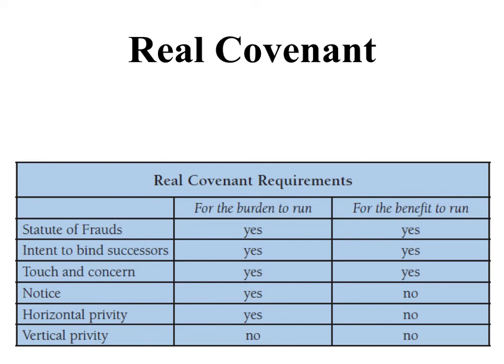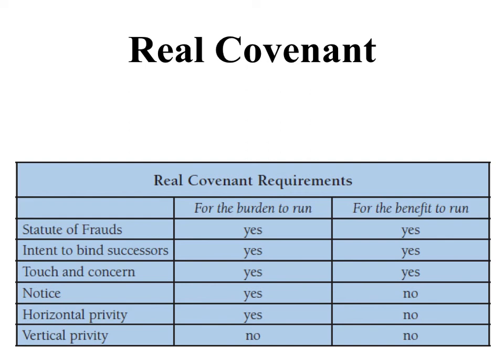Intent to bind successors. For both of these, the burden and the benefit to run, there needs to be a demonstrated intent that that promise, that benefit and the burden, were to bind successive landowners.